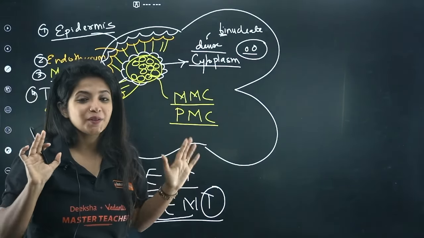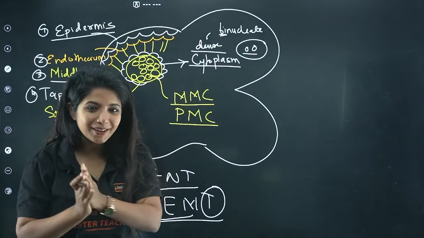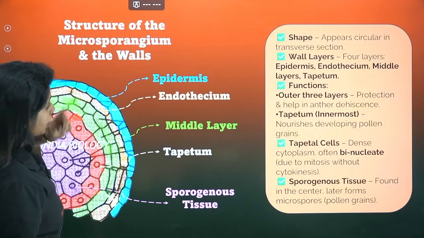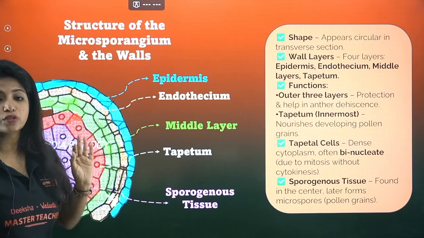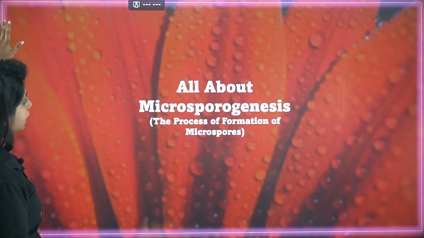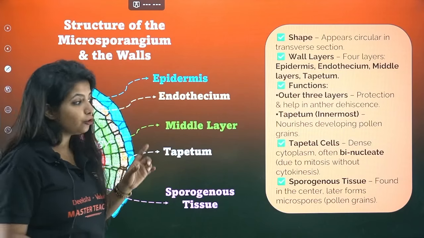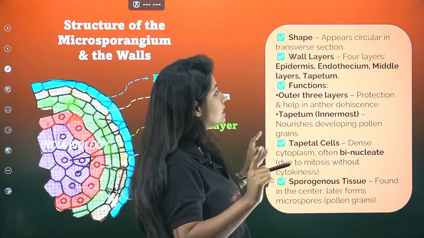Done. So these are the wall layers that you need to remember. E, M, T. Okay? Cool. Now, when I come back over here, I can read it out for you. So epidermis, endothecium, middle layer, tapetum, sporogenous tissue. For PUC champions, please understand that you need to make the diagram of these wall layers. This is a very important picture which is given in your NCERT.